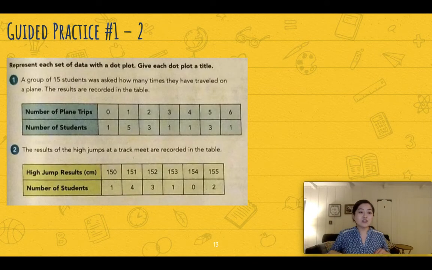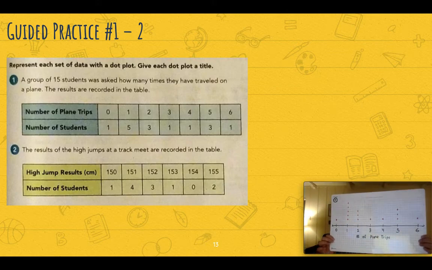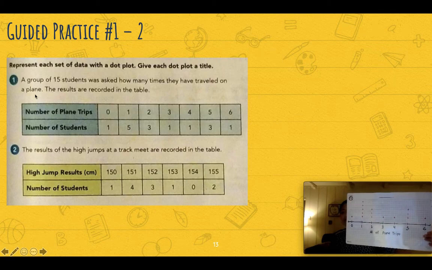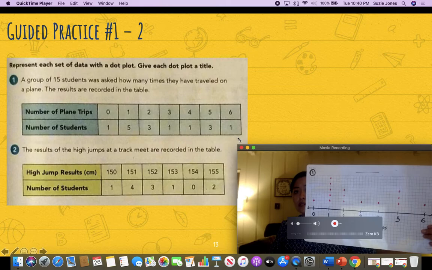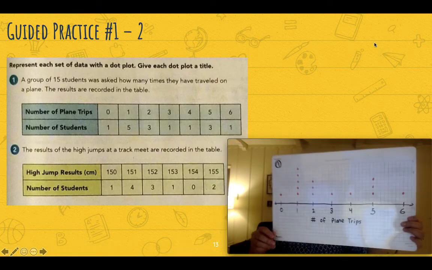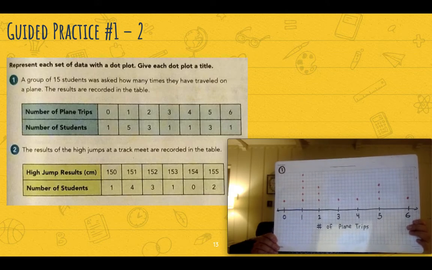Alright, so number one, you want to label your number line between 0 to 6, okay? And they tell you the number of students here, so it should look something like this. Let me just see if I should make my video screen a bit bigger, if this is too small for you guys to see. It should look something like this. You can pause the video if you need to.